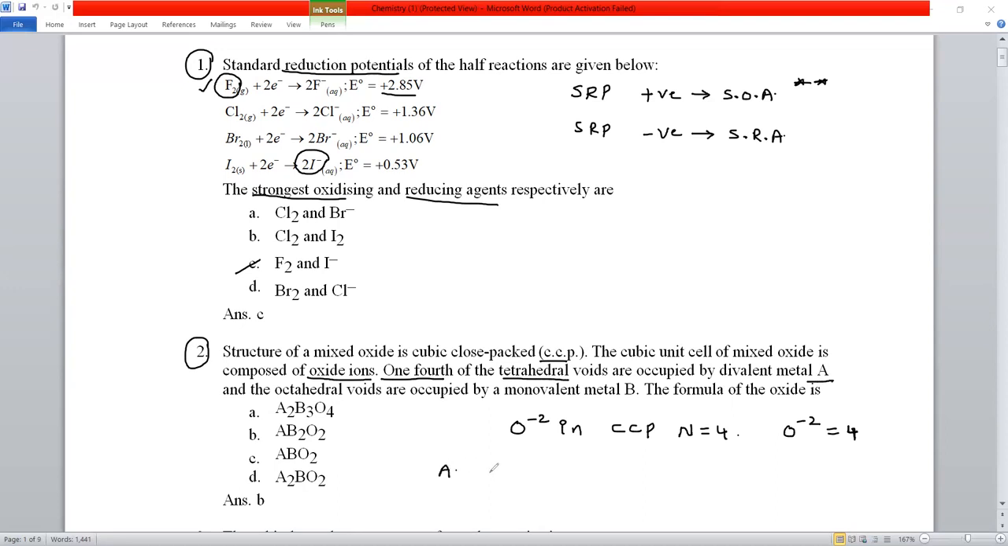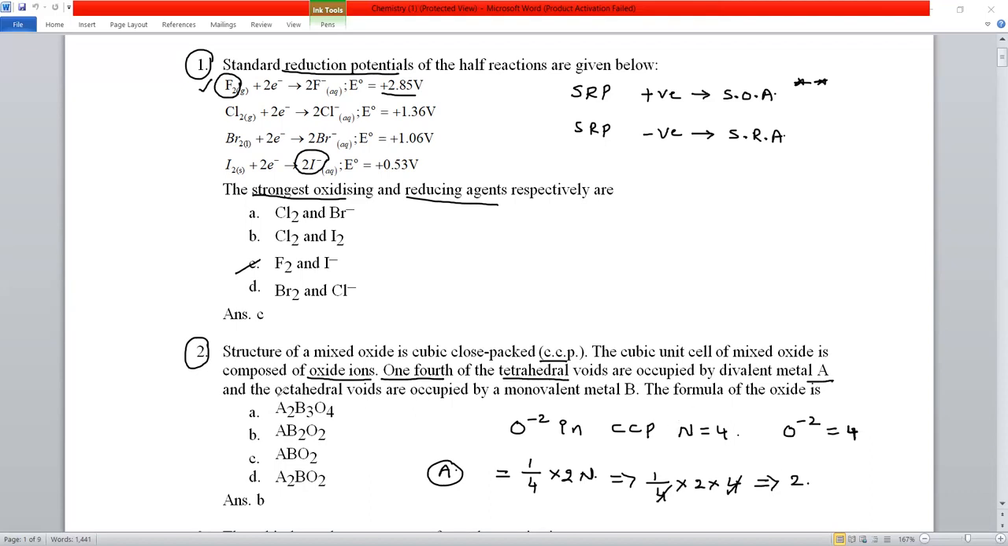So how much is A? The formula for tetrahedral voids is 2N. Here it is 1/4, so 1/4 into 2 into N, and N value is 4 for CCP. So the 4 gets cancelled, and we get 2 into 1, which is 2. So A is 2, and oxides are 4.